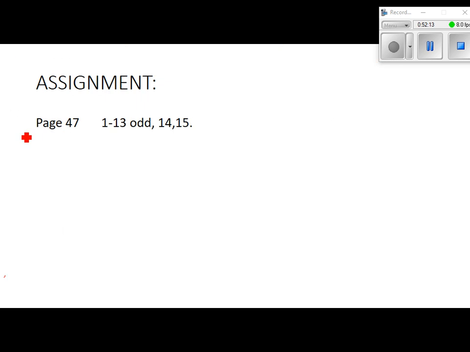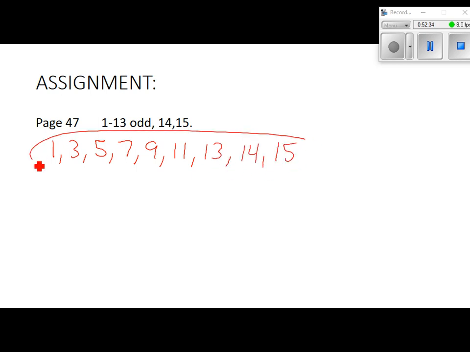Now, on this, 1 through 13, let's list this out because last time some people got confused. 1 through 13 odd, what's that mean? 1, 3, 5, 7, 9, 11, 13, 15. And then you have 14 and 15 that you have to do. So that's the list.